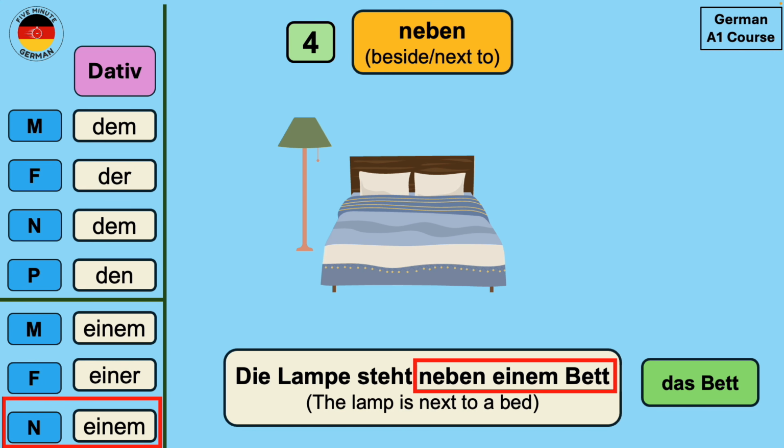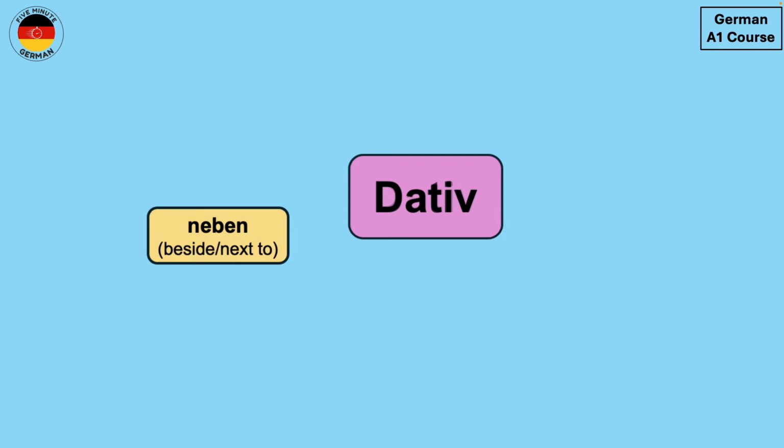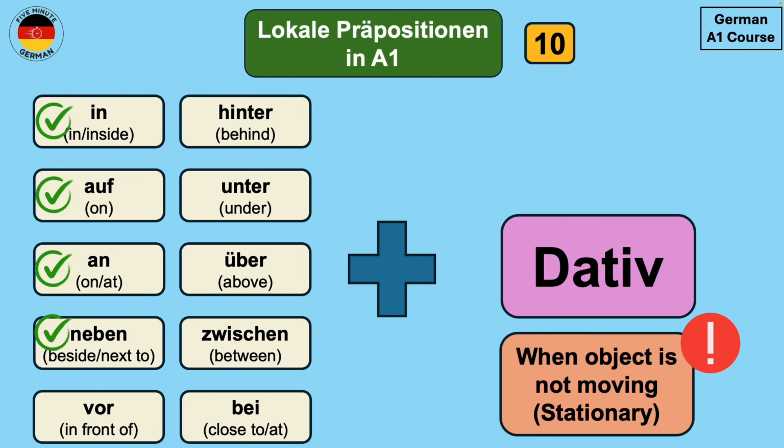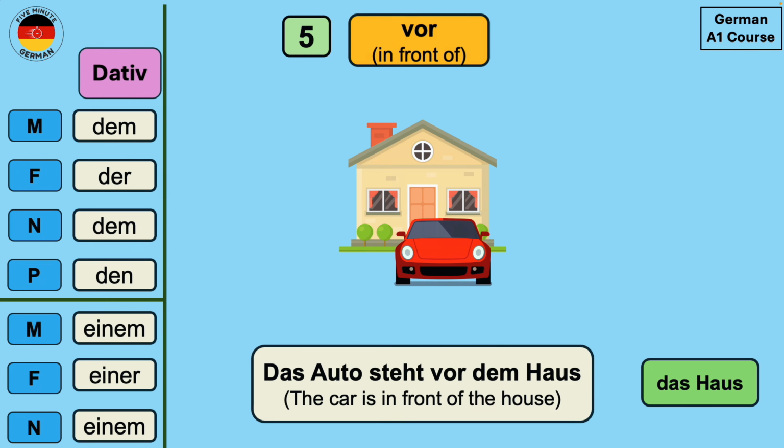And you see we use steht over here, which is the conjugated form of stehen, which means to stand. So we use stehen with things which are able to stand, such as this lamp. So instead of saying die Lampe ist neben einem Bett, you can say die Lampe steht neben einem Bett. So this is a better sentence formation. So this was neben. Now the fifth preposition is vor, which means in front of.